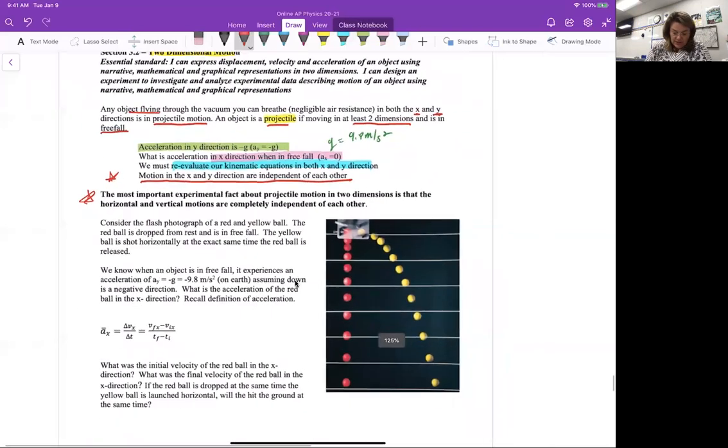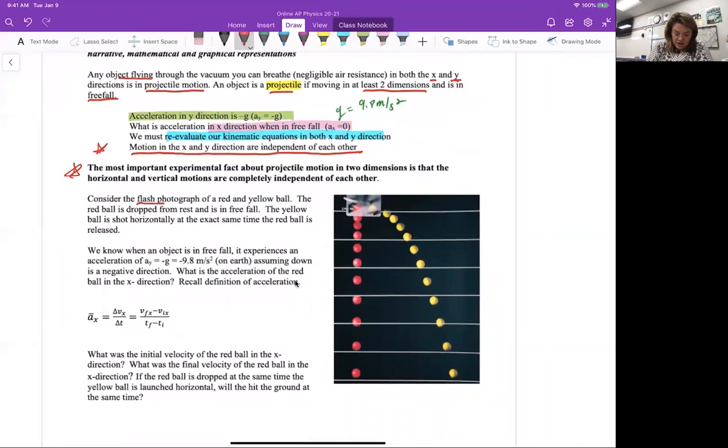All right, so let's take a look at this picture here. We have this flash photography of a red and yellow ball. So what they're doing is they have a red ball. They're going to have a machine that lets go of the red ball. At the same time, they hit a pen and it sends the yellow ball flying. So they're going to be released at the same time. The red ball is just going to get dropped. The yellow ball is going to have a kind of dart gun that shoots it out in only the X direction. Okay, that's the key.